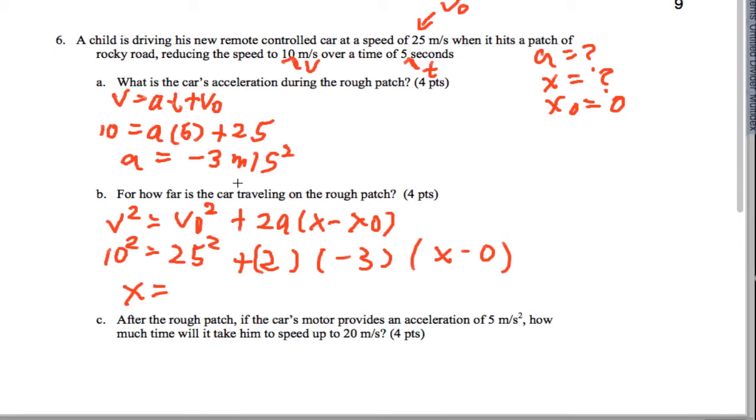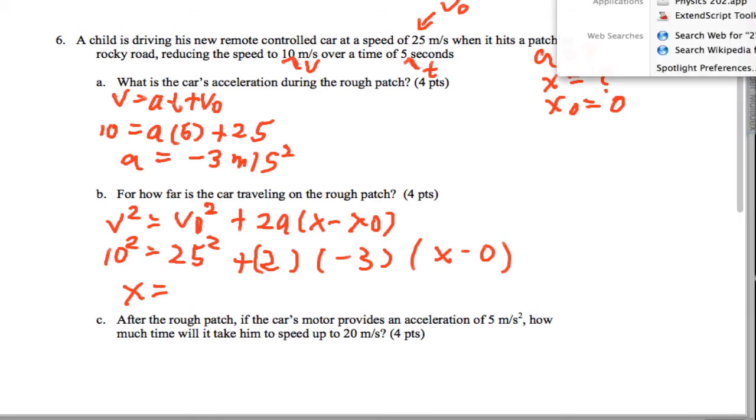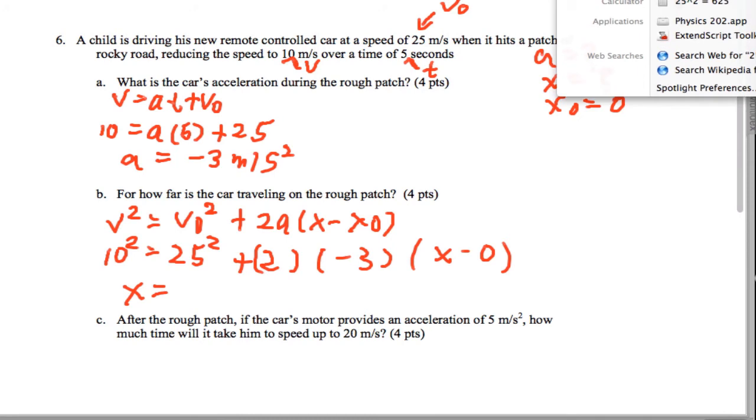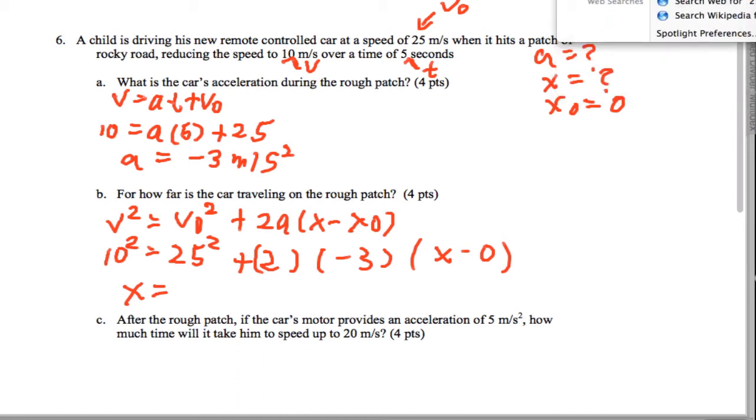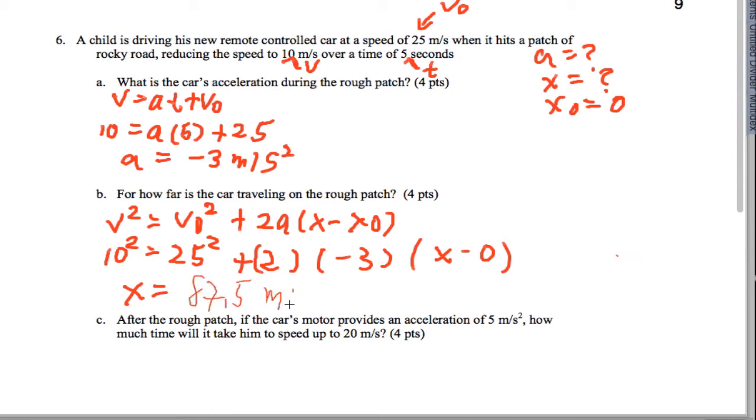here, if I have this right, so that ends up being, if I have this right, should be, I'm going to just check this. 87.5 meters.